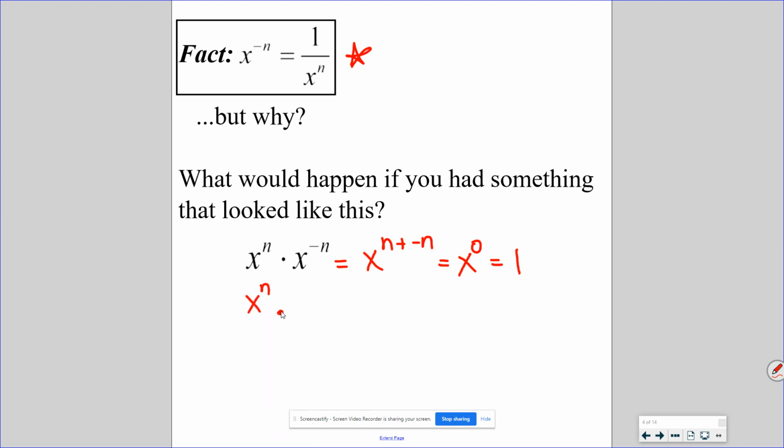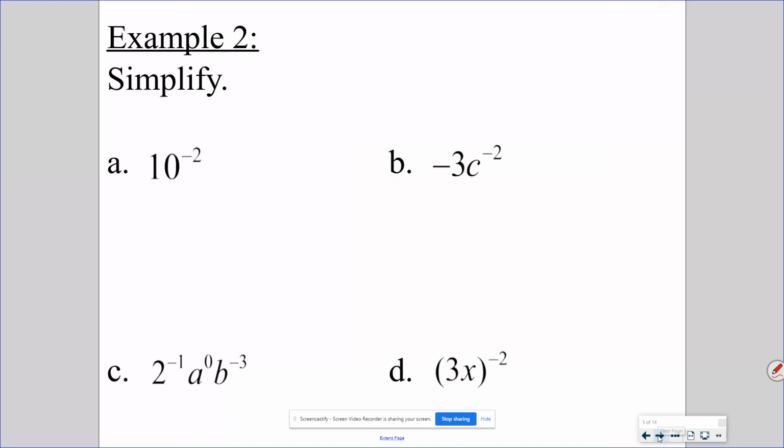Well, the only way that you can multiply by something and get an answer of 1 is if this thing was equal to 1, or if you multiplied by a reciprocal. So the reciprocal for x to the n would be 1 over x to the n. And if you multiply something by a reciprocal, you end up getting just 1 whole. And so that's giving us a connection to the reasoning behind why x to the negative power is really equal to a fraction.